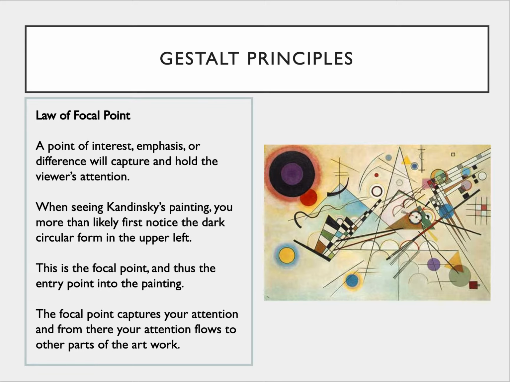Law of focal point. Our eye goes to a point of interest. That is the biological, genetic makeup of the human brain. I'll give you an example. If I'm off to the side waving my hand, you're going to see me as a form first, but then you're going to look at my hand because it's a focal point, it's moving.